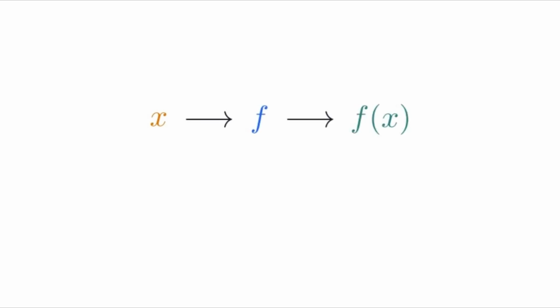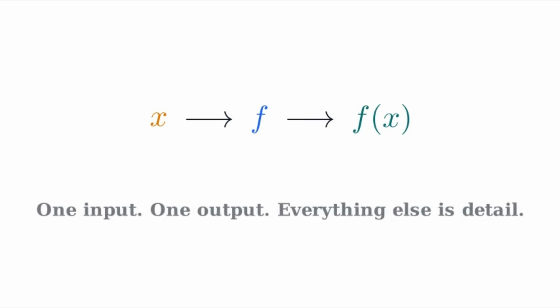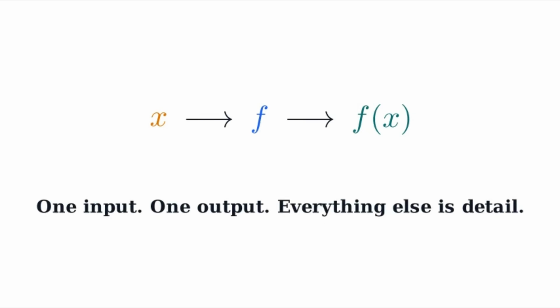Domain, range, notation, composition, inverses. All of it grows from one sentence. One input, one output. Everything else is detail.